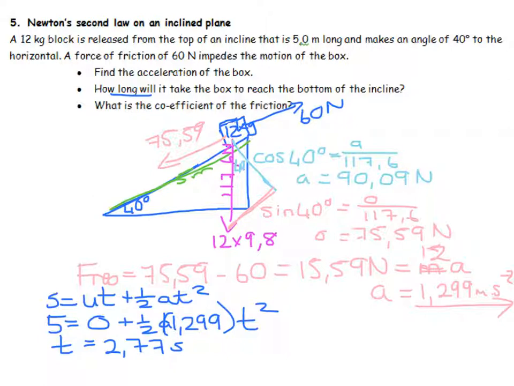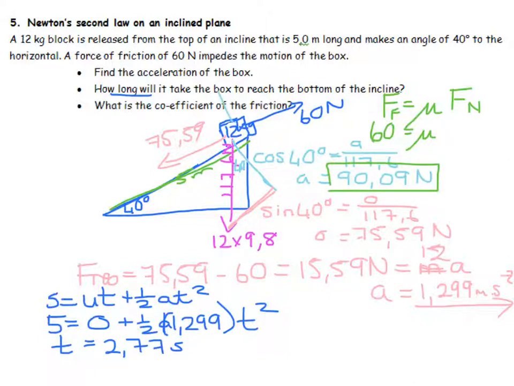And finally, what is the coefficient of friction? If I want the coefficient of friction, I'm going to say friction is equal to mu times the normal force. Friction, I've been told, is 60 newtons. I don't know the coefficient of friction, but I do know the normal force. Remember that that force is exactly equal to the normal. So I can substitute in 90,09, and I find that my coefficient of friction turns out to be 0,67. Coefficient of friction has not got a unit.